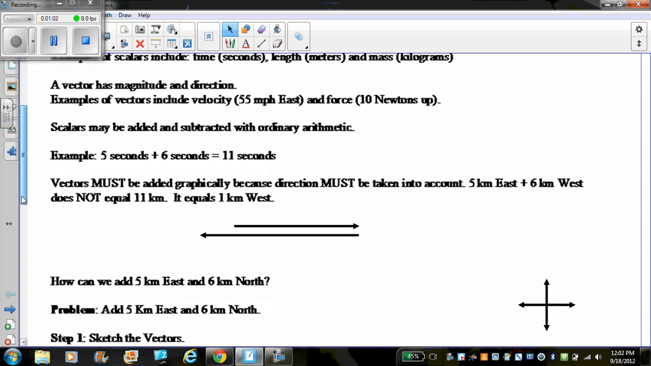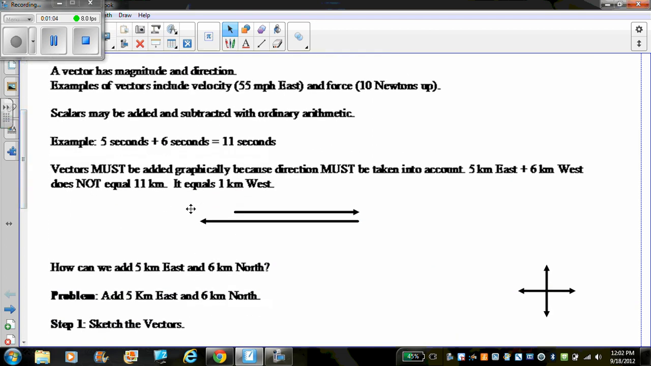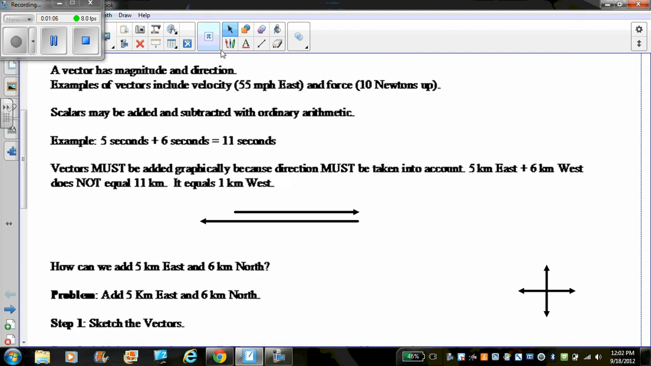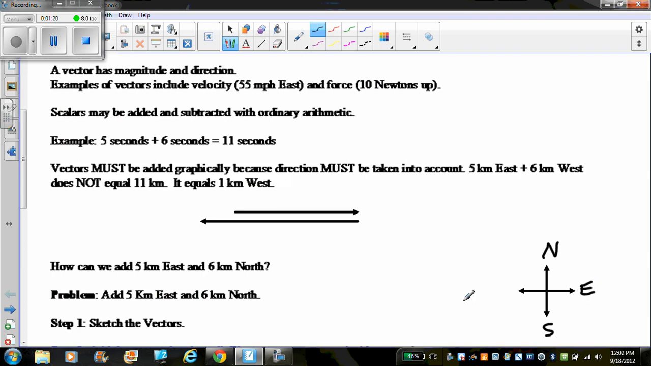Let's take a look at what this might look like. First of all, the directions north, south, east, and west need to be established. So we've got north is up, south is down, east is to the right, west is to the left. Here I've got 5 kilometers to the east represented by an arrow. The length of the arrow tells me how many kilometers, and the direction tells me it's to the east.